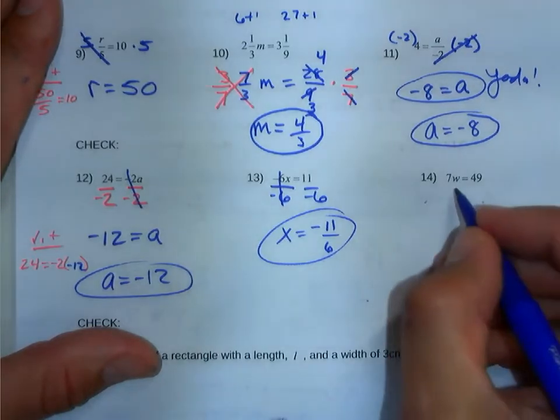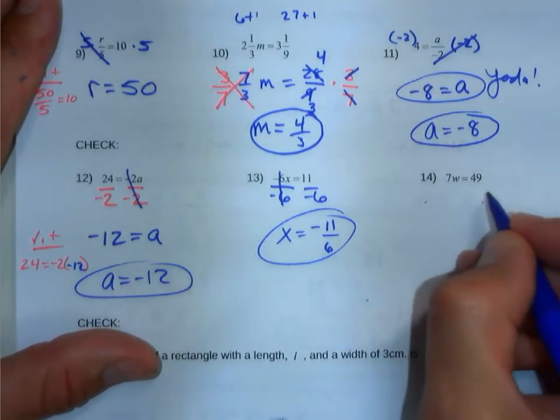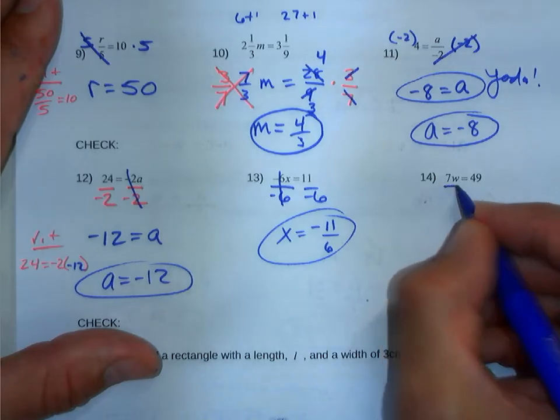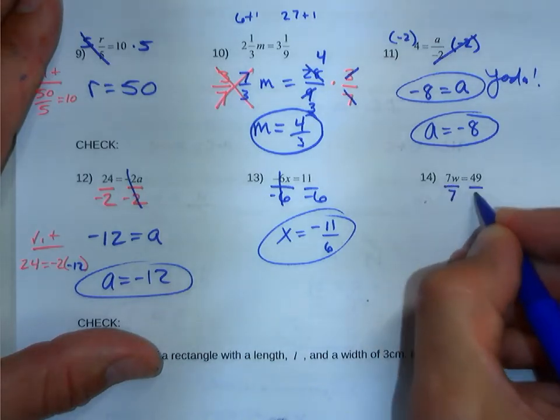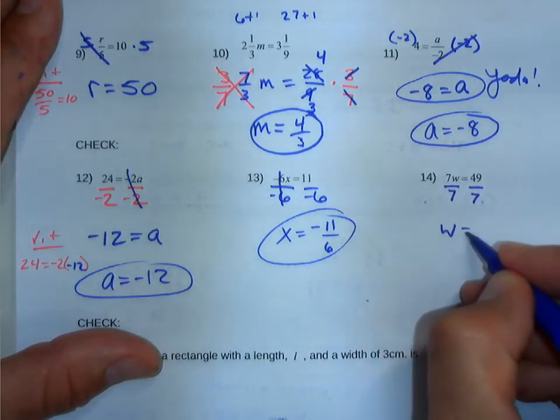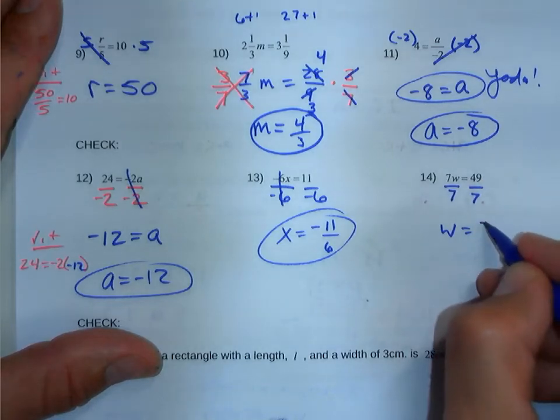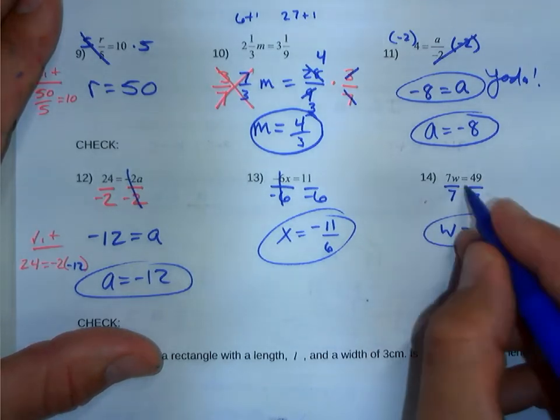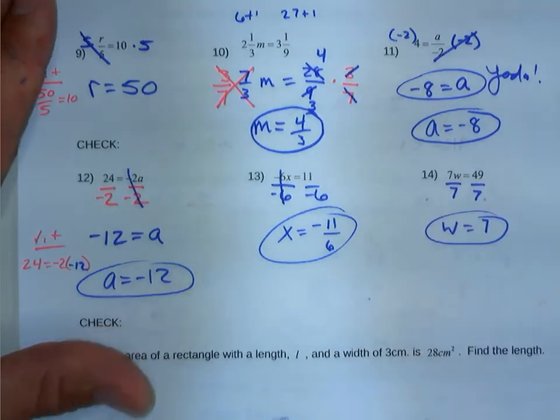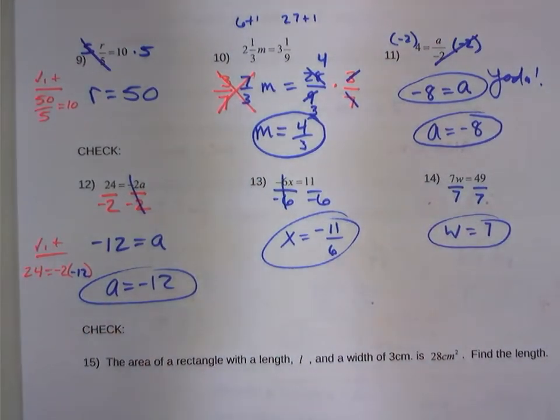Number 14, again, we have 7 times w equals 49. So again, let's get rid of that 7 by using division. Divide it over, 49 divided by 7 is 7. Plug it in, you can do that in your head. 7 times 7 is 49, works out perfect.